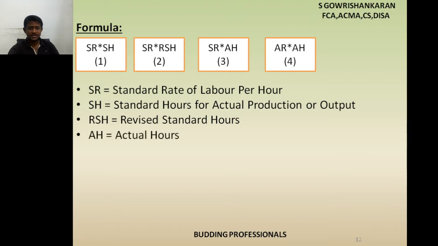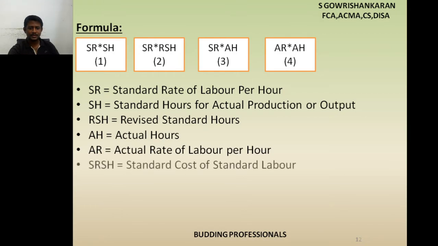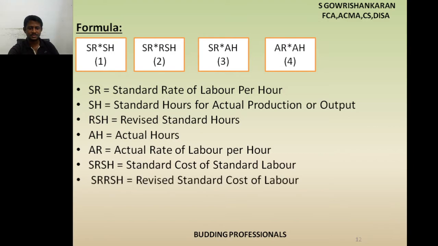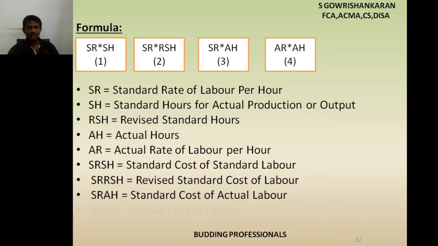Then AH, actual hours. Then AR, actual rate of labor per hour. Then SR into SH, that is standard cost of standard labor. Then SR into RSH, revised standard cost of labor. Then standard rate SR into AH, that is standard cost of actual labor. Then AR into AH, that is actual cost of labor.